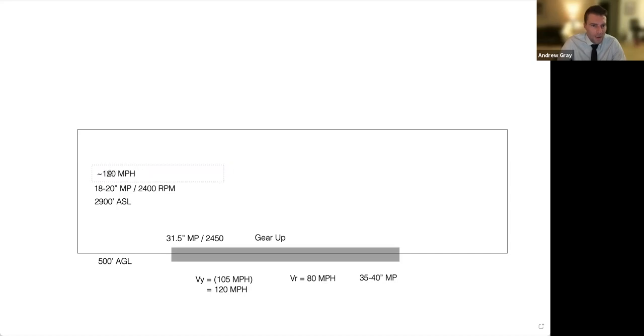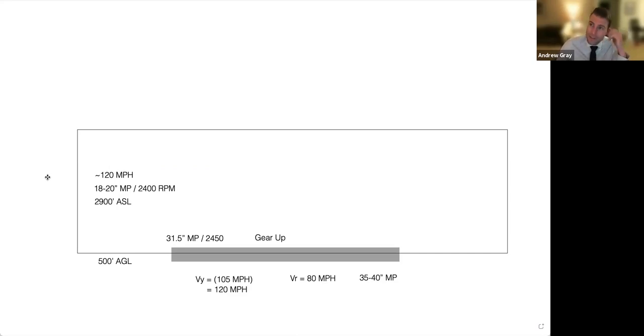Because 120 miles per hour is a very comfortable airspeed in the circuit. It's quick enough to allow you to maintain altitude effectively, but it's not so fast that you're going to have to worry about, oh my God, I need to slow down to extend my gear or my flaps. 120 is really nice because it's already below the gear and flap speed. So that's nice to use.